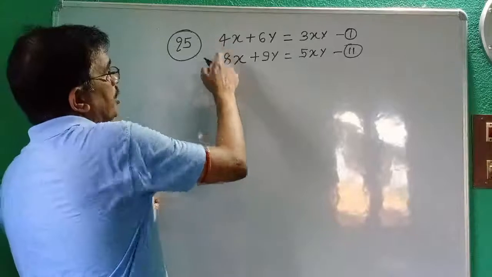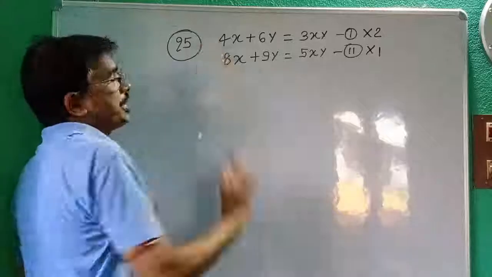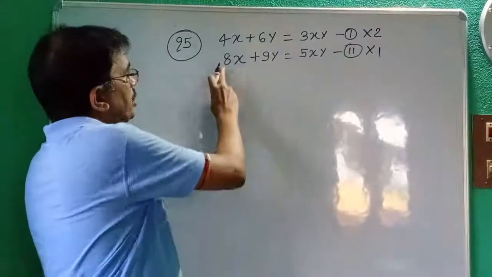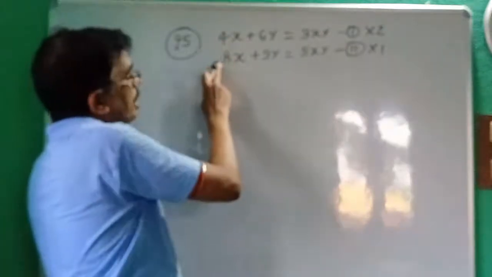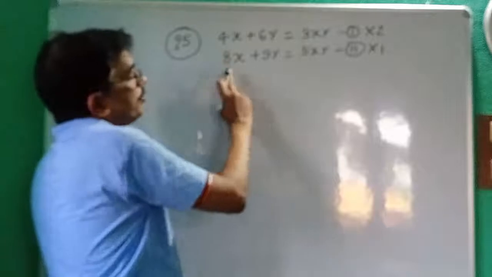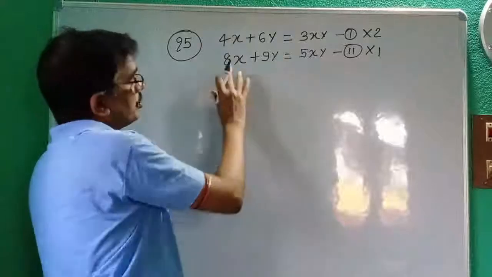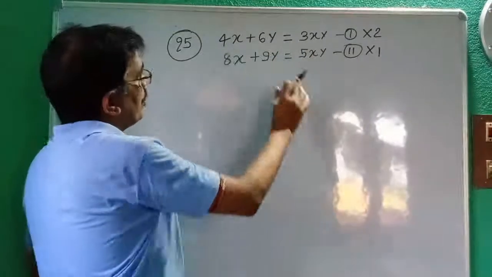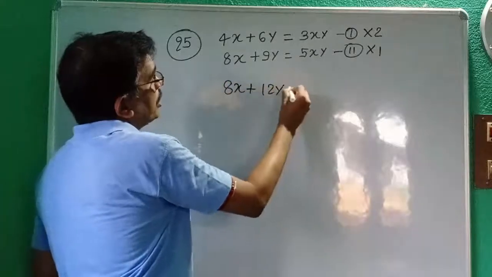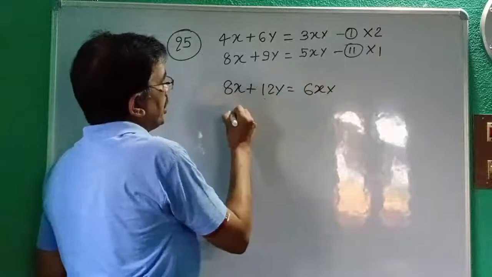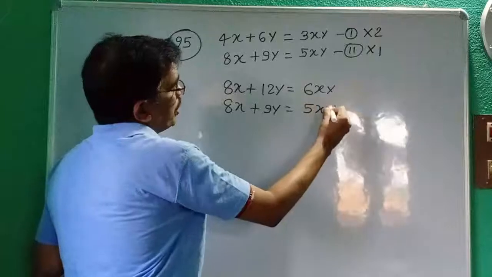Here is 8x, here is 4x. So you can just multiply by 2 and here by 1, then you get both coefficients equal. It is not compulsory that it is multiplied by 8 and that by 4. When it is multiplied by 8, then you get 32. Here multiplied by 4, 32. Both are equal. But when you multiply by 2 and 1, then you also get 8x and 8x. So it is easier than the other. So now you multiply, then you get here 8x plus 12y is equal to 6xy. Here is 8x plus 9y is equal to 5xy.